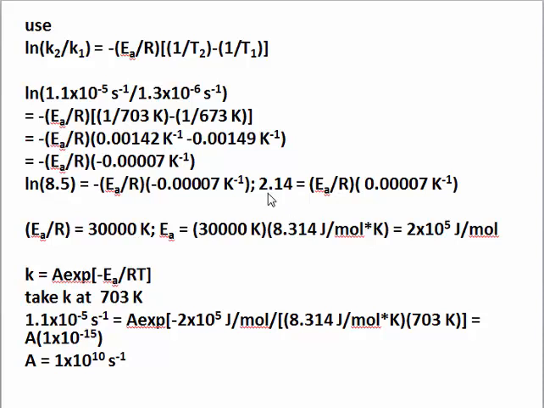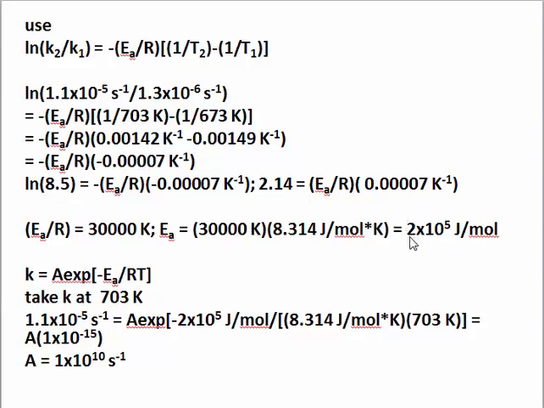Natural log of 8.5 is 2.14, so we have 2.14 equals 0.00007 in reciprocal kelvins times the activation energy over R. It's best to solve at this point for the activation energy over R, which is 30,000 Kelvin. You can then multiply this number through by the gas constant. Note we use R in joules units, 8.314 joules per mole Kelvin. And we get an activation energy in units of joules per mole.